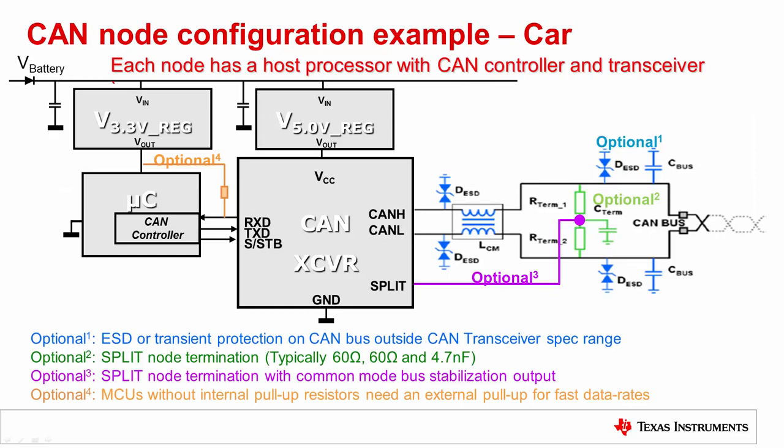Here is a CAN node configuration example for a car. Each node has a processor with a CAN controller and transceiver. There are optional external components that some systems may have. Diodes for ESD or transient protection on the CAN bus lines outside of the CAN transceiver spec. Split node termination with common mode bus stabilization output. And some MCUs do not have internal pull-up resistors and will need an external pull-up for fast data rates.